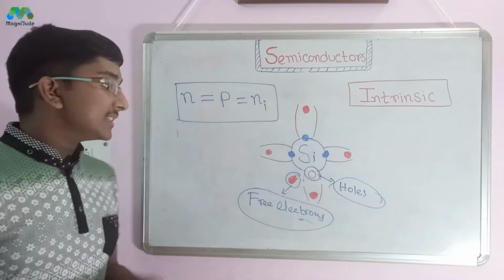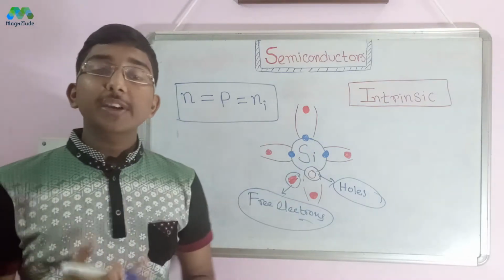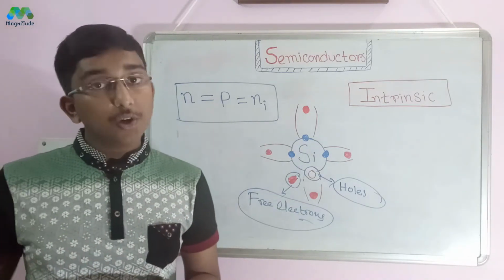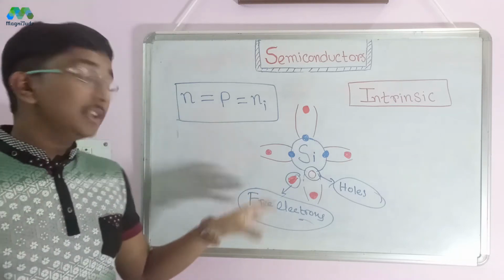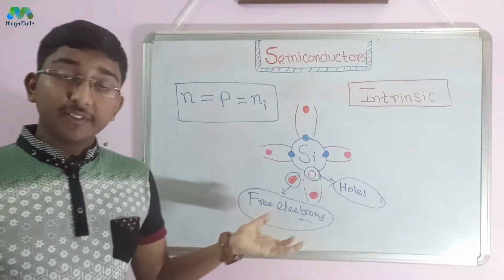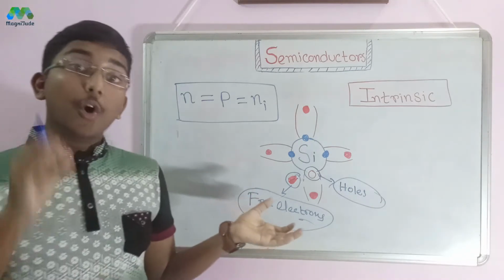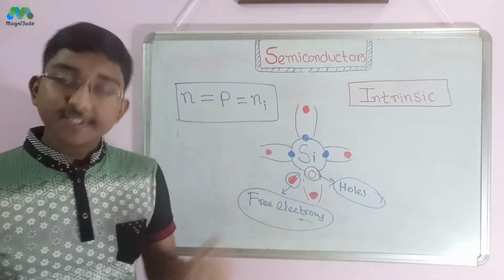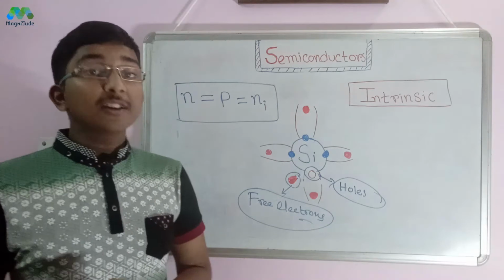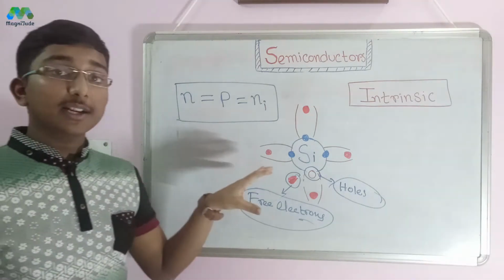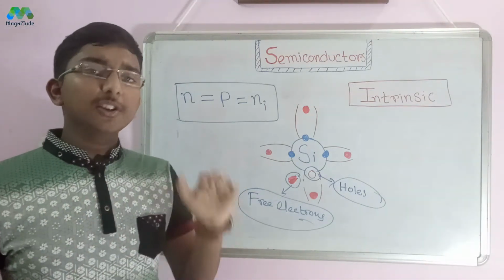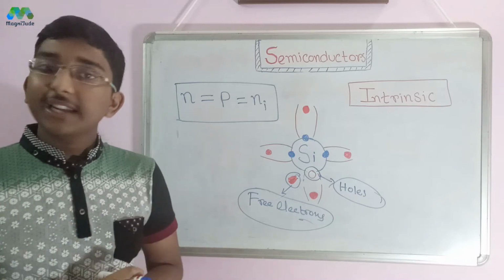In the case of intrinsic semiconductors, we have to depend on a natural cause, because free electrons will be created and holes will be generated only when the temperature increases and the covalent bond breaks. So in intrinsic semiconductors, the conductivity is quite low because you have to depend on the natural cause.